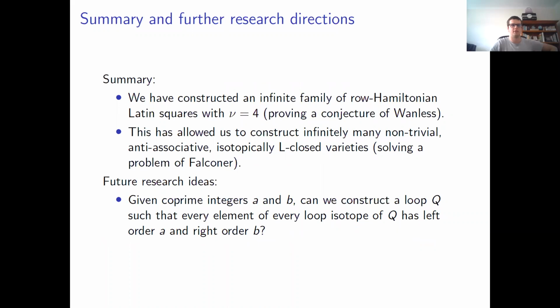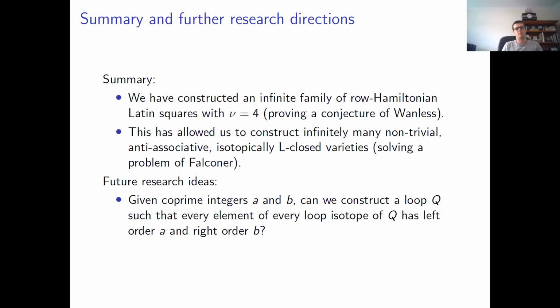Just to summarize, we constructed an infinite family of Latin squares with nu equals 4, and in doing so we proved a conjecture of Oneness, and this allowed us to construct infinitely many non-trivial anti-associative isotopically L-closed varieties, which solved the problem of Falconer.